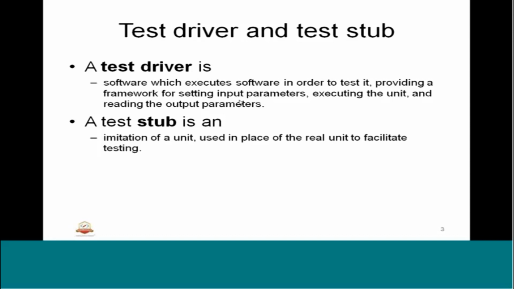A test stub is an imitation of a unit used in place of the real unit to facilitate testing. This is basically a complement of the test driver on the other side, where the actual piece of software which is supposed to work is replaced with a stub, so that we know whether the test driver is working properly, to see what is expected. The same thing will then be replaced with the actual piece of software to compare the expected result and arrive at the conclusion that the tests have passed or failed. So that is how a test stub is used.